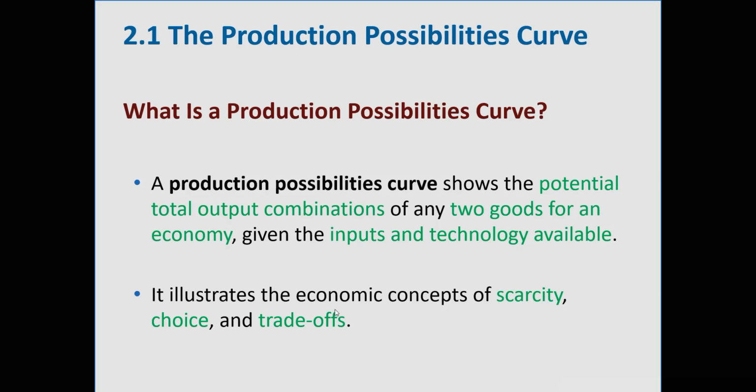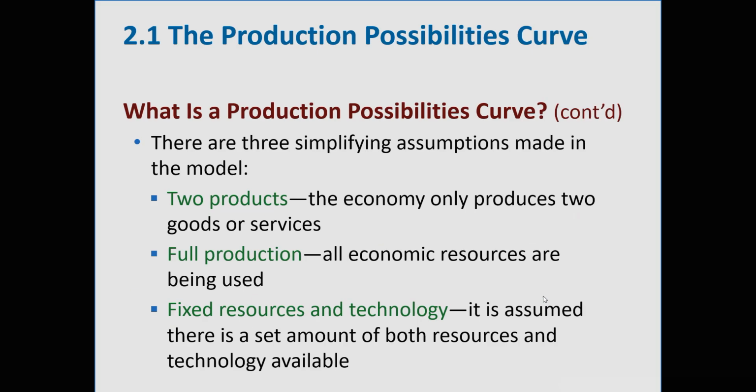And it simply illustrates the economic concepts of scarcity, choice, and trade-offs. So that's what it will be showing. So what is a production possibility curve? We are going to look at the assumptions of the production possibility curve. We assume we only have two products. We assume we are at full production, and we assume the resources and technology available are fixed. So technology and resources are not changing.